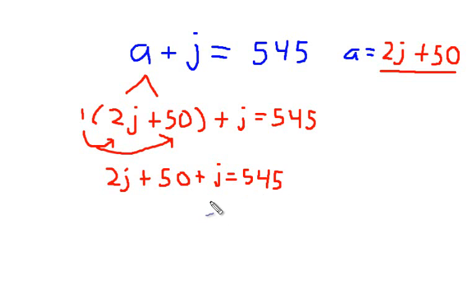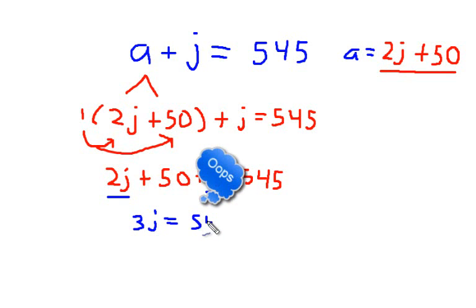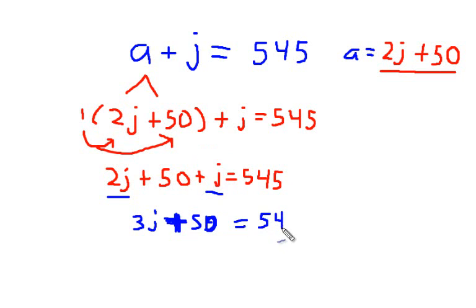Okay, from here I can go to combine like terms. So I have 1J plus 2J, so I have a total of 3J equals 545. Oh, left out the 50 here. So let's change this. 3J plus 50 equals 545.